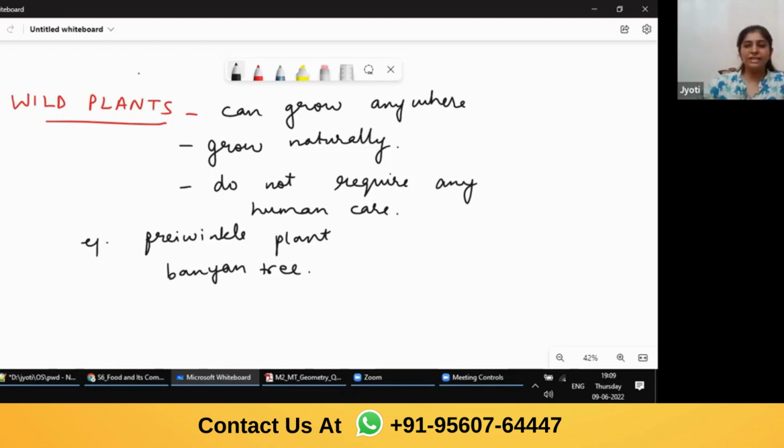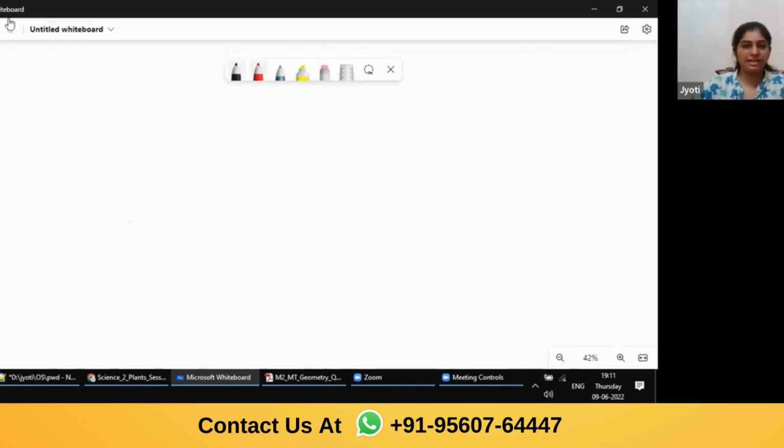Now only one is left, that is grasses. All others we have done. Next is grasses. Grasses, you all have seen the grasses. Obviously, they cover the land. Yes, they can grow anywhere. They can be small also. They can be very, very tall also. Like in the fields, there are long, long grasses and they have very narrow leaves. Long and narrow leaves. And bamboo is the tallest grass. Remember it.